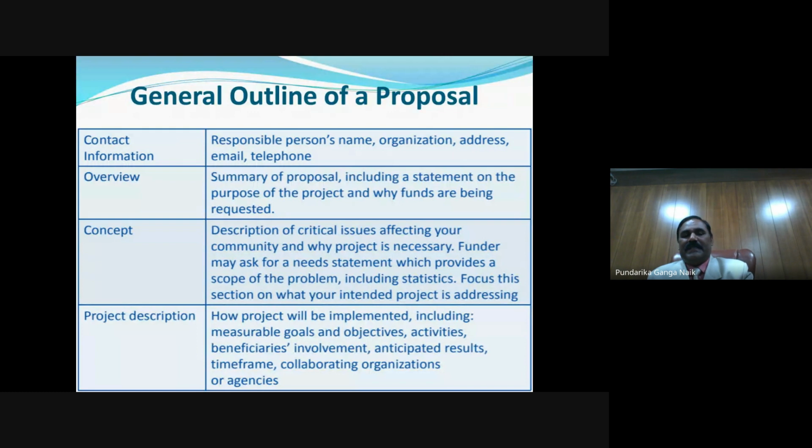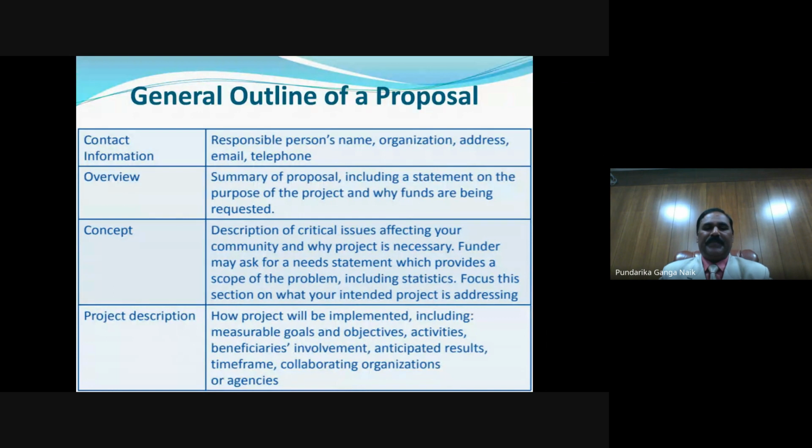That depends on the kind of project you propose. I am talking about general. It could be a medical research proposal. It could be a survey kind of research proposal. It could be an experimental kind of research proposal. That depends on the type of proposal you are submitting for funding. And focus this section on what your intended project is addressing. You have to have better clarity in developing the concept in the proposed research work.